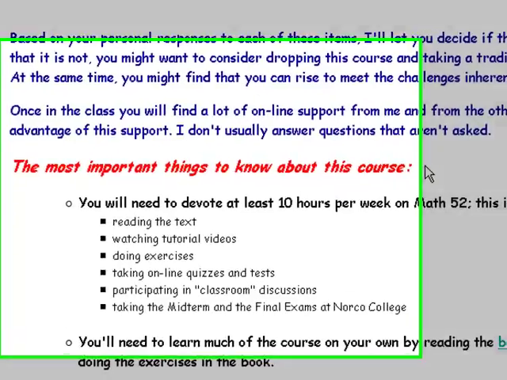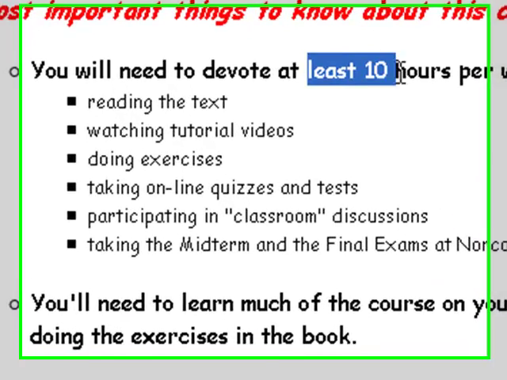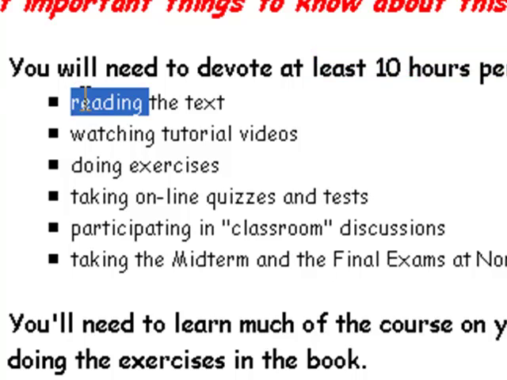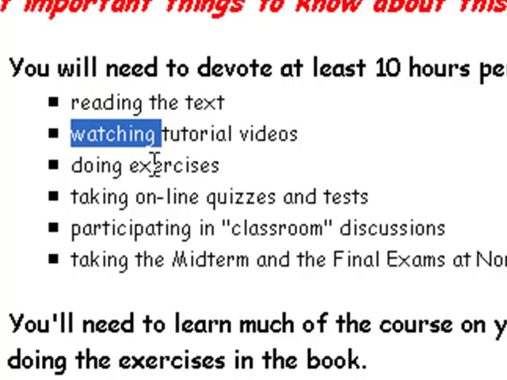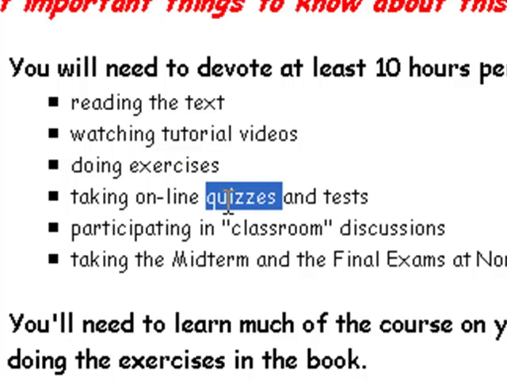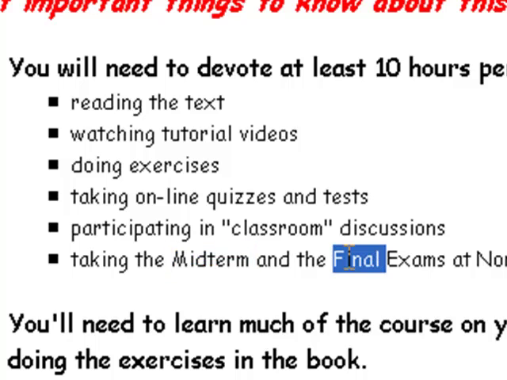Let me scroll down here a little bit to the most important things to know about this course. I mentioned this already. You'll need to devote at least 10 hours per week on Math 52. Now this includes reading the textbook, watching the tutorial videos, doing the exercises, taking online quizzes and tests, participating in the classroom discussion. That means posting questions and answers on the discussion board. And of course, you need to take a midterm and a final exam. And as I mentioned before, they are worth a lot of points. So you definitely want to be prepared when you take those.